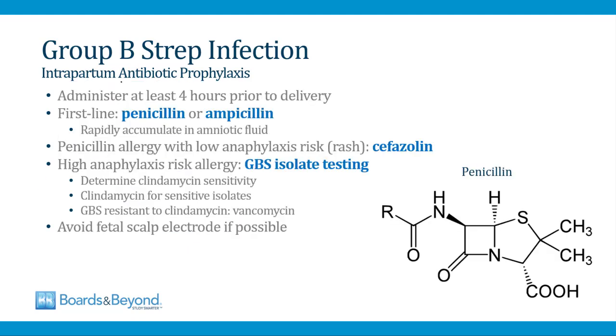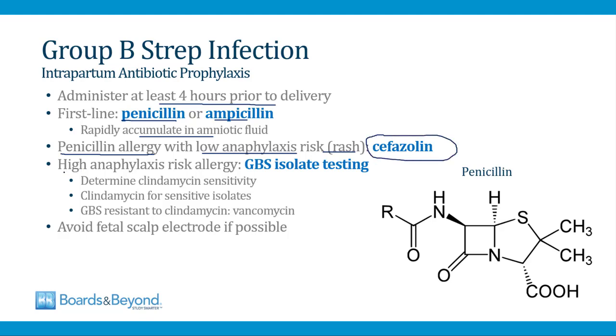When there's an indication for intrapartum antibiotic prophylaxis to group B strep, ideally you administer the antibiotics at least 4 hours prior to delivery. The first-line drugs are either penicillin or ampicillin because both of these rapidly accumulate in the amniotic fluid. If the woman has a penicillin allergy, then what you do next depends on the severity of her allergy. If she has an allergy that suggests a low risk of anaphylaxis to penicillin, for example, a woman who had a rash to penicillin in the past, then the drug that you can use is cefazolin.